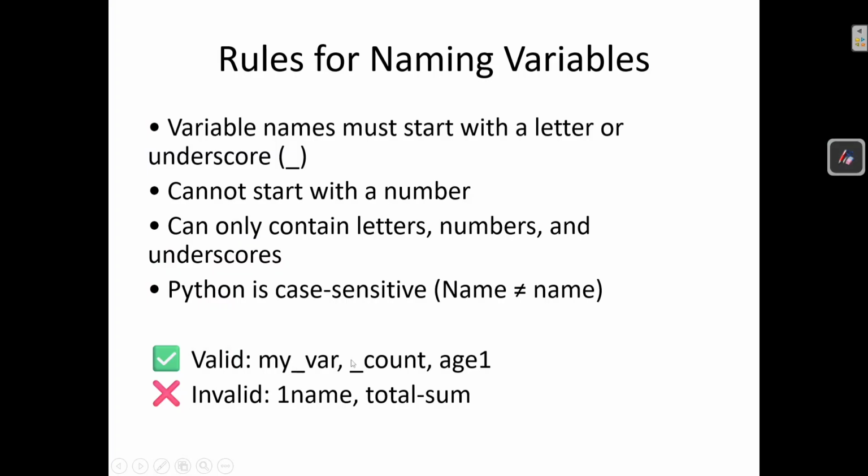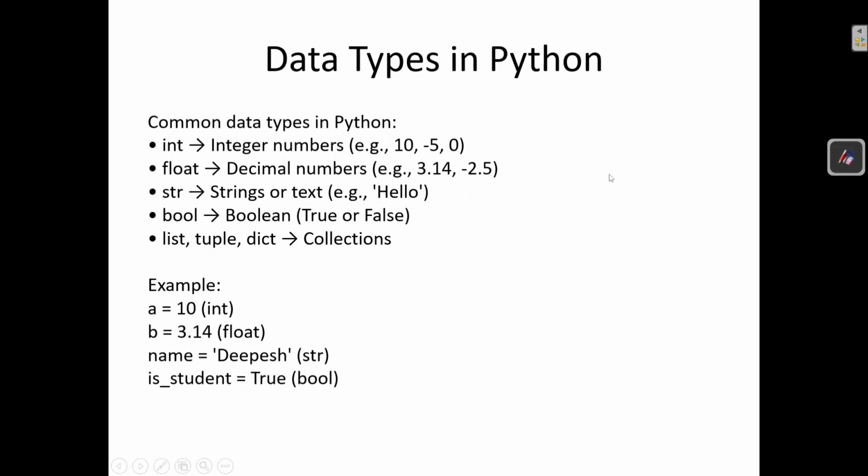So here are examples, my var count, one name, or total sum, which are invalid. Okay, so now let's come to data types. What are data types? In Python, every value has a data type. It tells Python what kind of data it is dealing with. The main basic types are integer, float, string, boolean, list, tuple, and dictionary. So let's check what these are.